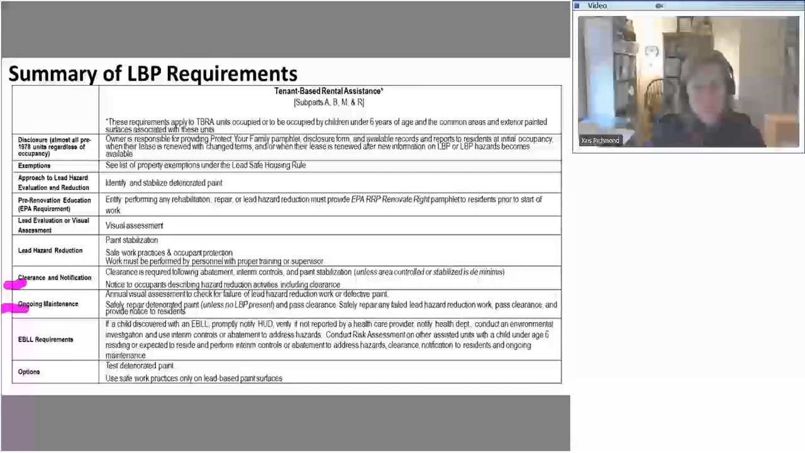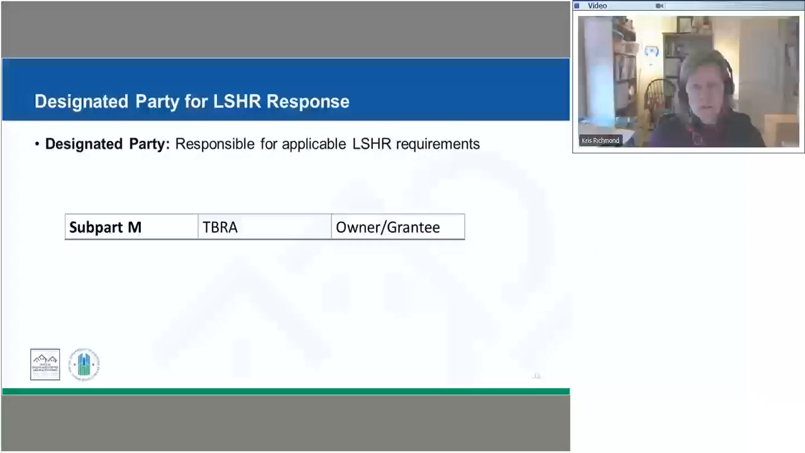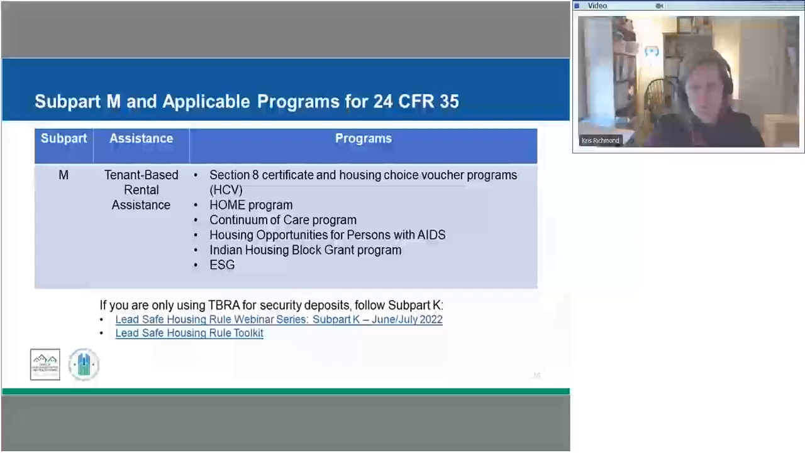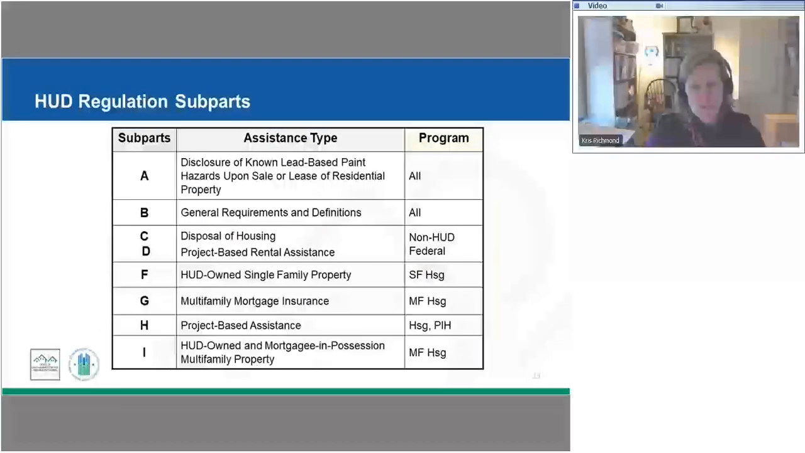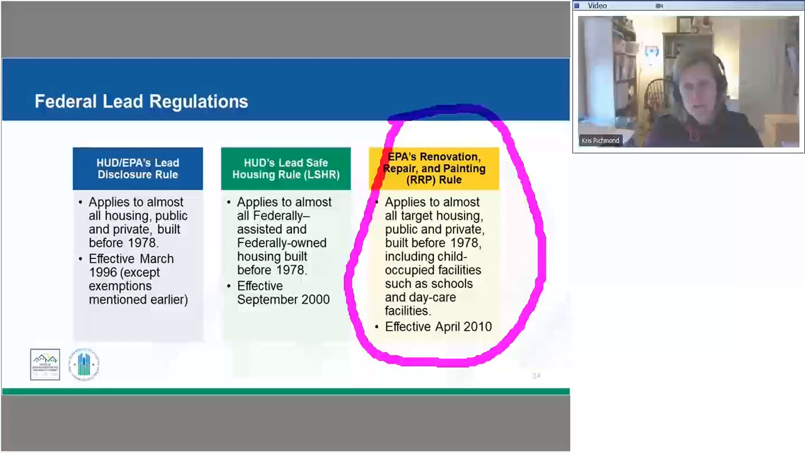So remember, the RRP rule does apply for all units here that are pre-78. They would still need to hire someone who's trained in RRP, and they would need to follow the RRP rules. But we don't need to follow the lead-safe housing rules if there's not a child under 6 living in our tenant-based rental assistance unit.